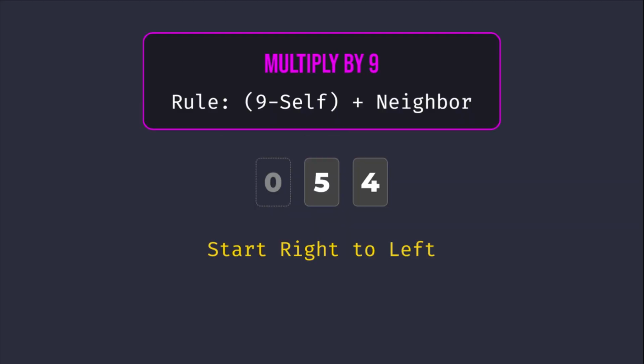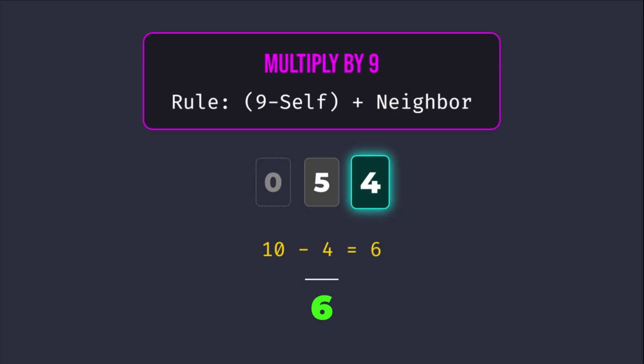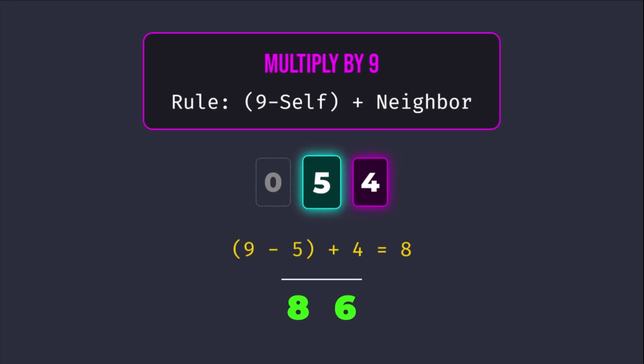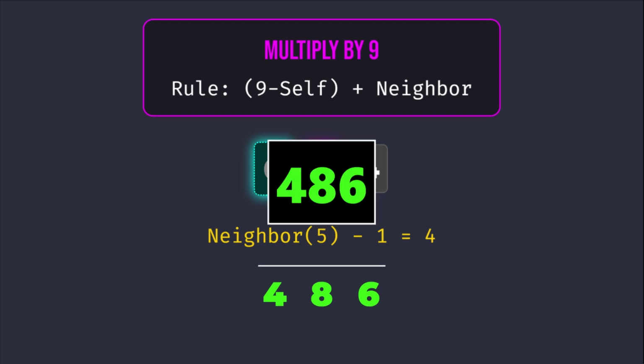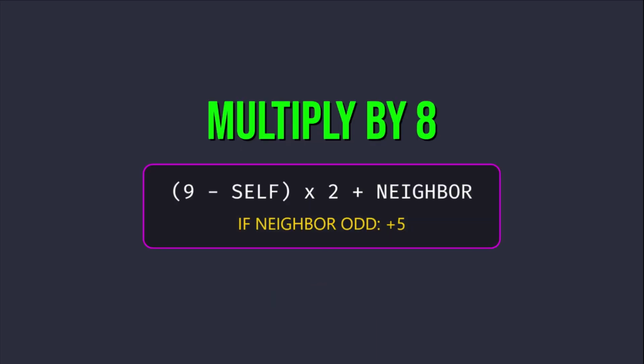Let us multiply 54 by 9. The rightmost digit, 4, is subtracted from 10, yielding 6. Moving to the 5, we first reduce the 0 placeholder to -1, which is handled by the carry. The 5 is subtracted from 9, yielding 4. We add the neighbor 4, resulting in 8. The final digit is the 0 placeholder reduced by 1, which is 4. The result is 486. This method is highly efficient because the subtraction from 9 is instantaneous.